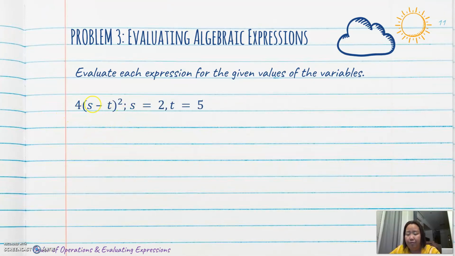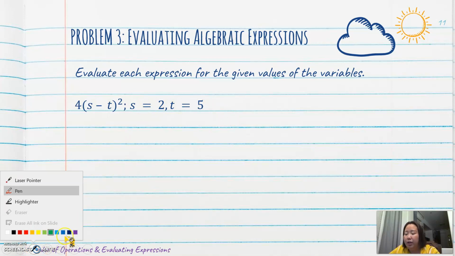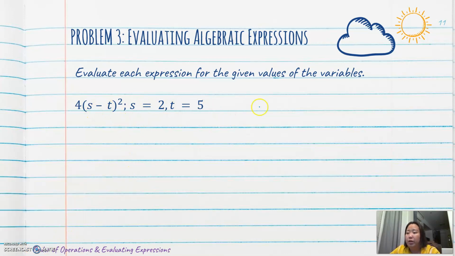Let's have some more expressions. Let's say we have 4 times the quantity s minus t, squared, and the value that we will put for s is 2 and t will be equal to 5. First things first, let's replace our variables. We have 4 times, s becomes 2, t becomes 5, and we still have that exponent 2 over there. Now we simplify. Do we have parentheses? Yes. So we simplify that.